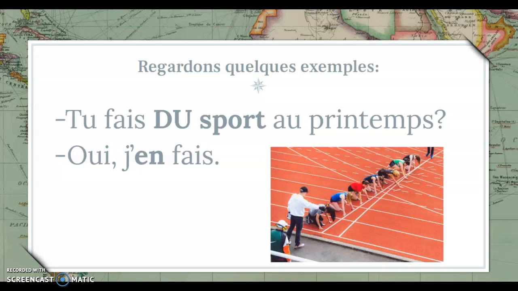Tu fais du sport au printemps? Here a verb that uses de. Oui, j'en fais. Do you do sports? J'en fais. I do some sport, or I do a type of sport. Okay? Au printemps.